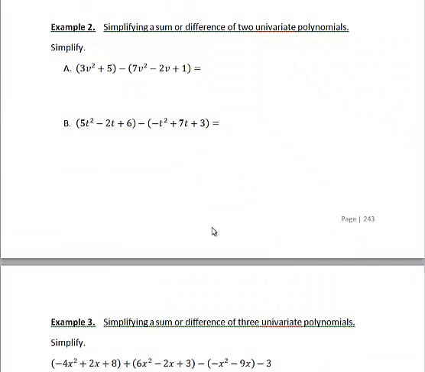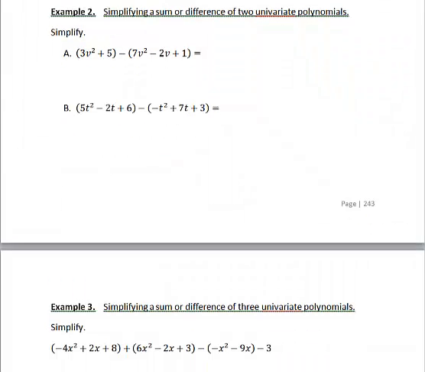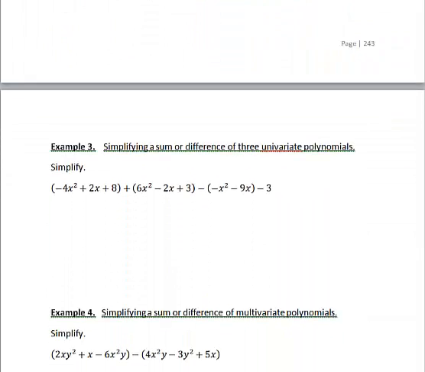Like terms have to have the same variables, and those variables have to have the same exponents.